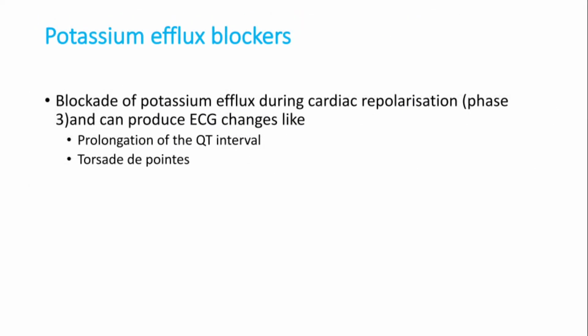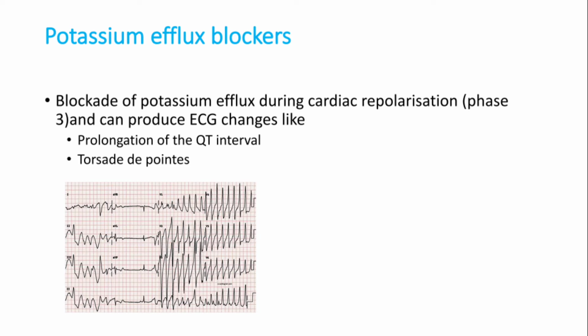Next class of drugs are potassium efflux blockers. Blockage of potassium efflux during cardiac repolarization, that is phase 3, can produce ECG changes like prolongation of the QT interval and Torsades de pointes. These are two important findings. If we are not picking up QT interval prolongation and not treating, the patient can develop Torsades de pointes. Torsades de pointes is a type of ventricular arrhythmia where you get a wide QRS complex.